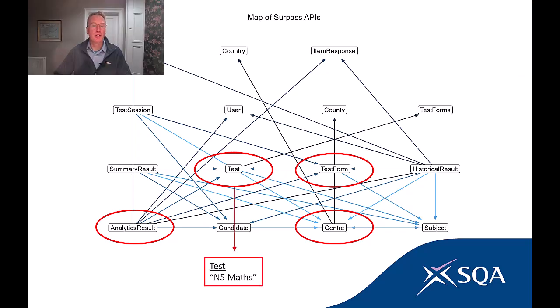If we look at the test API, in Scotland we have a qualification called National 5 Maths, and that's different from a test form because that could be an instance of that National 5 Maths exam.